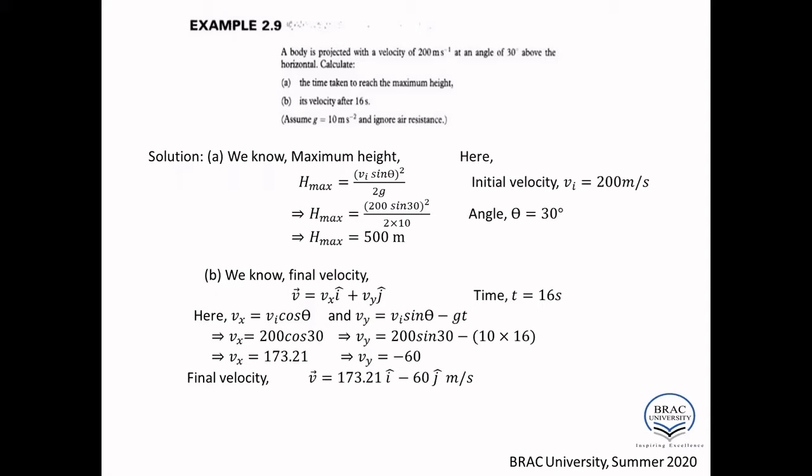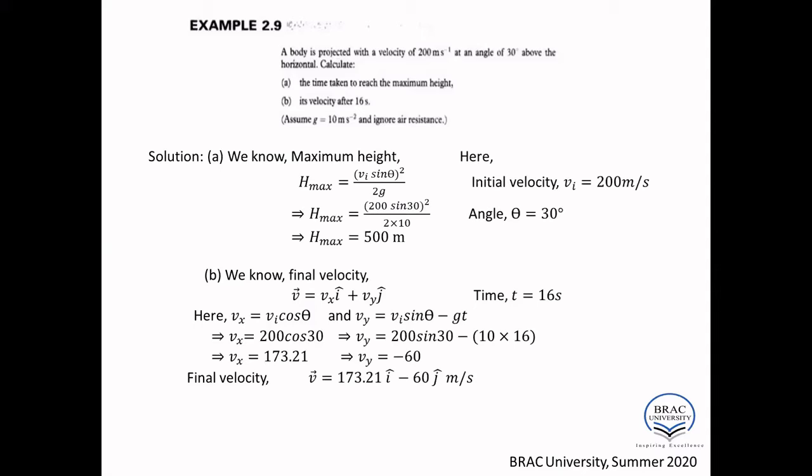This is the angle. So sine 30 square. 200 sine 30 square divided by 2 into the acceleration, which is given as 10. Then the maximum height is 500 meters. So this is the maximum height. Then in case of final velocity, that is the velocity after 16 seconds. Okay, so at t equal to 16 second, we have to calculate the velocity.